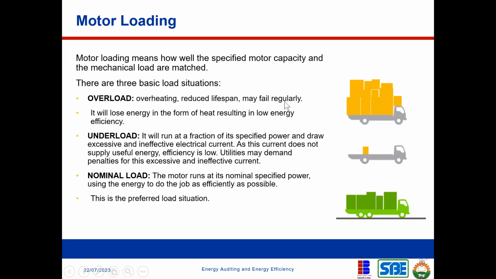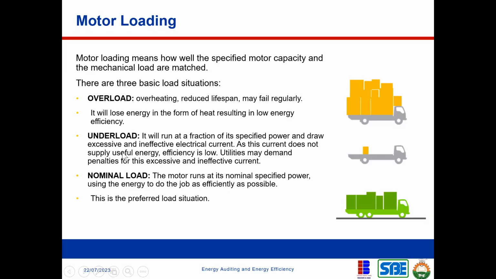But if the motor is rated 75 kilowatts and you're giving a load of 74, or even 75 or 73, you're almost overloading that motor. So that's what motor loading means. And the point is this: as an energy auditor, we try to achieve this nominal loading. This last one, this nominal load.